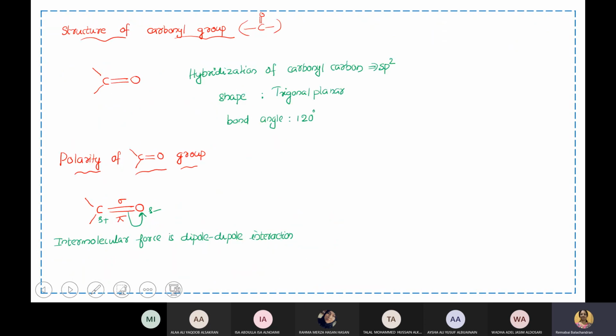Now, this one I didn't explain, but you know it. Structure of the carbonyl group. First of all, what is a carbonyl group? The carbonyl group is nothing but the C double bond O group. Carbonyl group is present in both aldehydes and ketones. Aldehydes and ketones are called carbonyl compounds because of the presence of this C double bond O group.